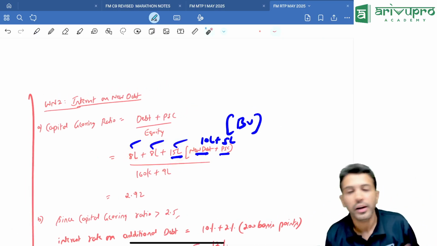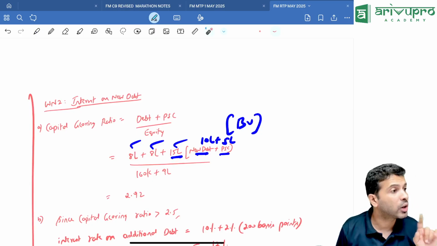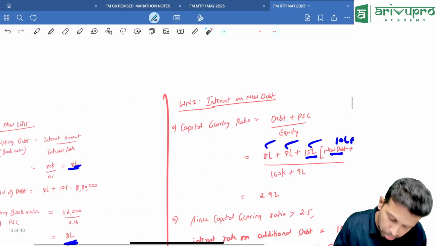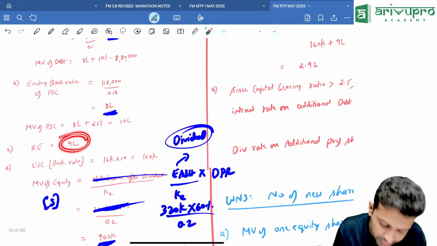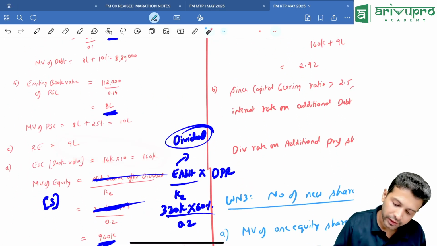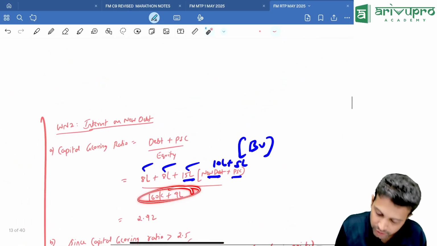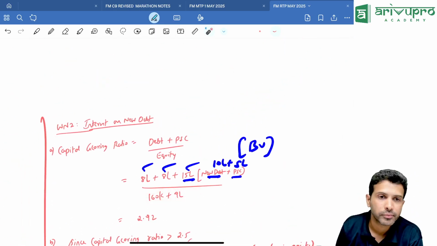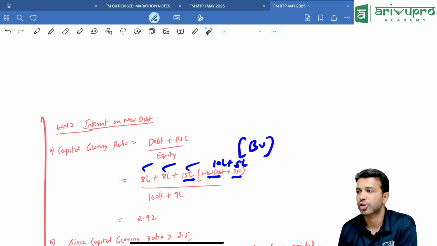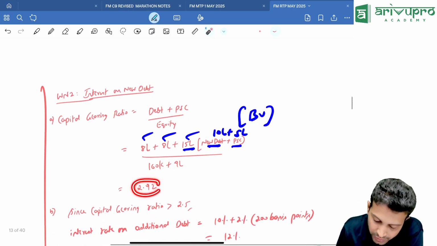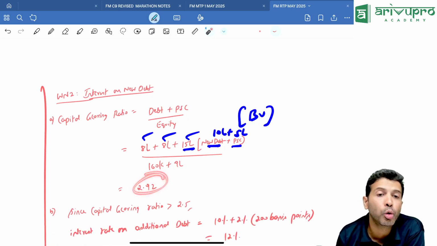Okay, now divided by what? Equity. Equity's market value or book value? Book value. Sir, what is the equity share capital's book value? 160. The retained earnings' book value? 9 lakh. Add the two. How much are you going to get? 10 lakh 60,000. So find the capital gearing ratio. When you substitute and calculate, you'll get 2.9.